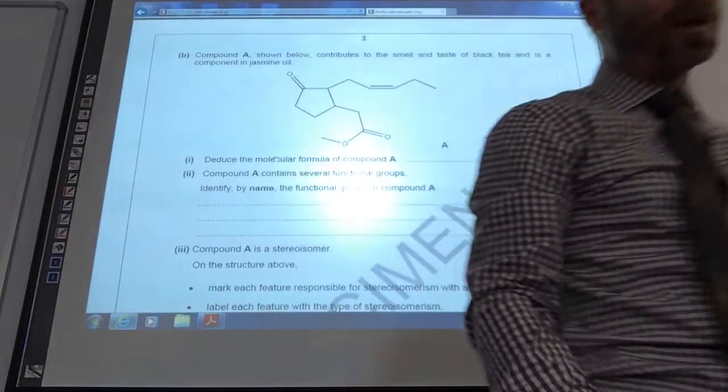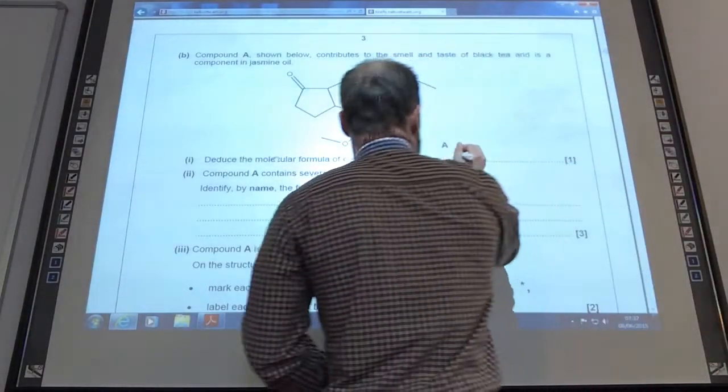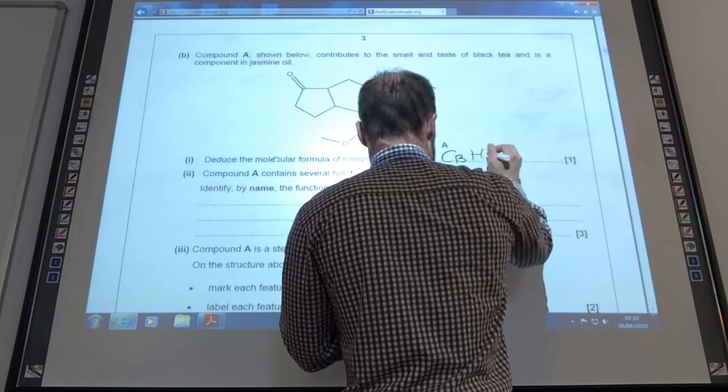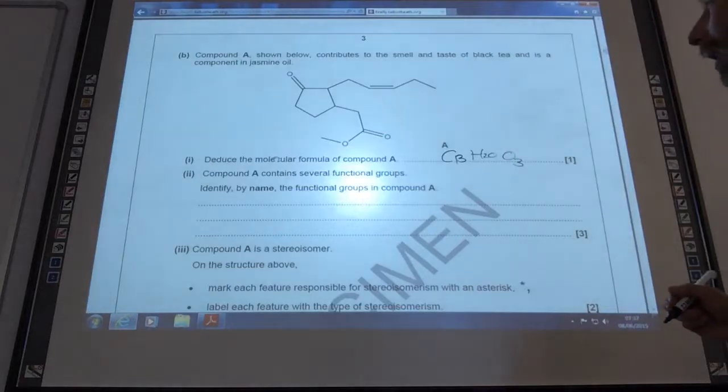Deduce the molecular formula. Well, if you count it up, it comes up to C13H20O3. Compound A contains several functional groups. Identify them. Name. I went through those. You've got a ketone, an ester, and an alkene.